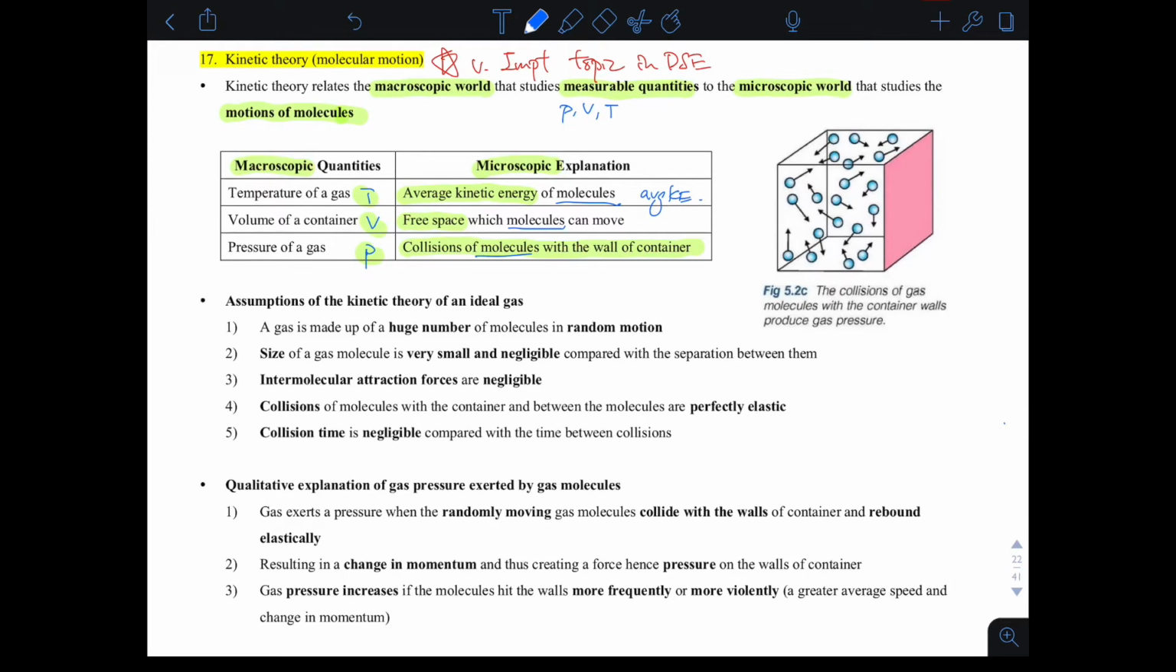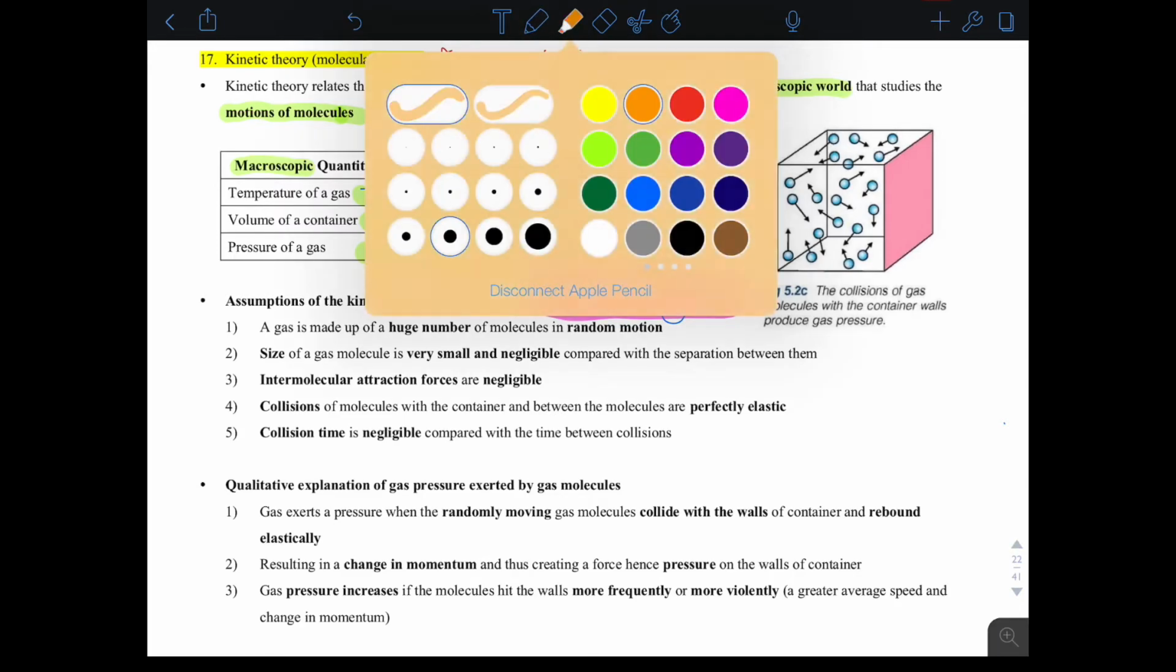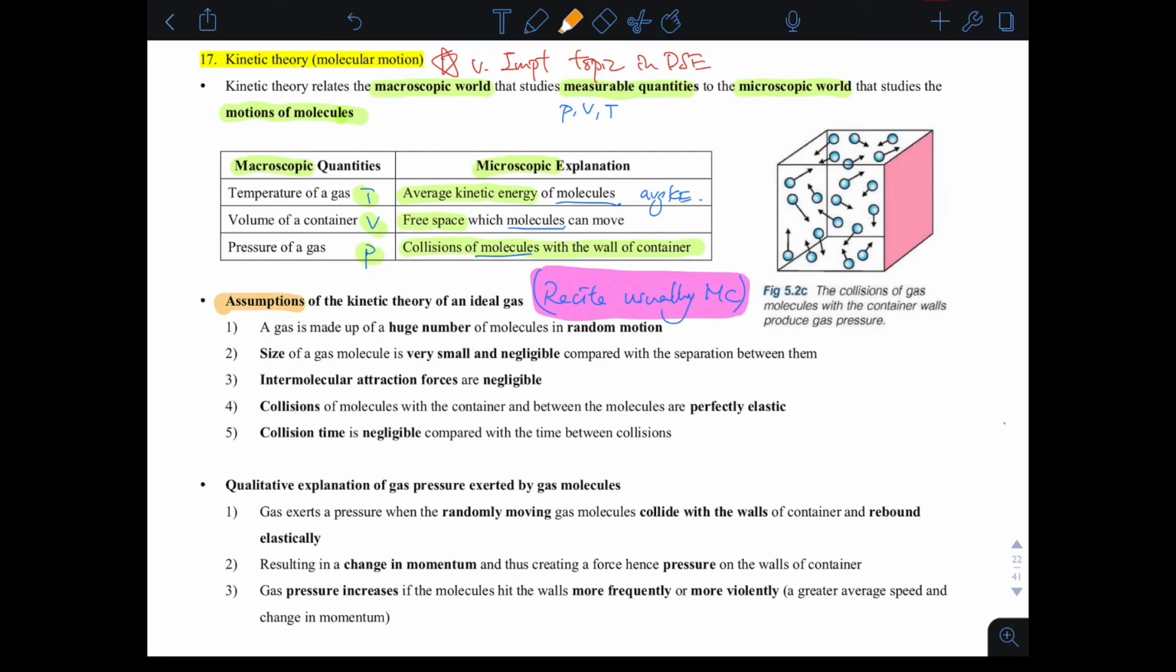In order to study the ideal gas, we firstly talk about the assumptions of the kinetic theory of an ideal gas. So what is the meaning of an ideal gas here? Please try to recite all this, because this is usually an MC. So you have to somehow recite it. It need not be exact wording, but at least you know what is inside these several assumptions. And I will put what you need to recite in purple highlighter. The assumptions of an ideal gas here.